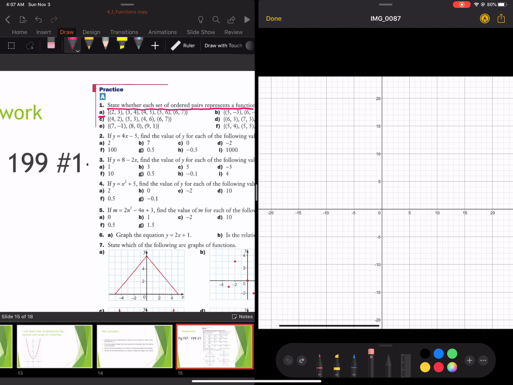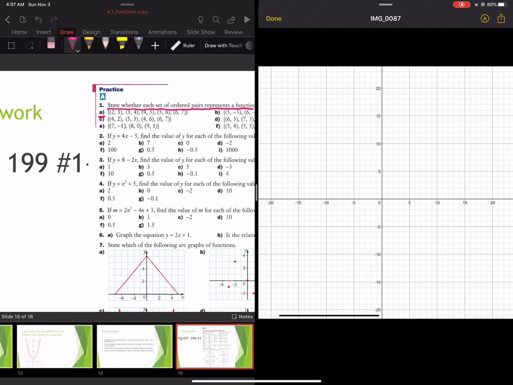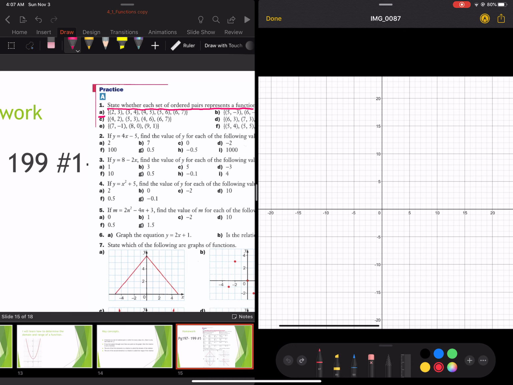I have a set, and the set basically represents those brackets right there. And I have ordered pairs, which is basically points: 2, 3. I have the point 3, 4. I have the point 4, 5. 5, 6. And I have the point 6, 7. And then that's my set.